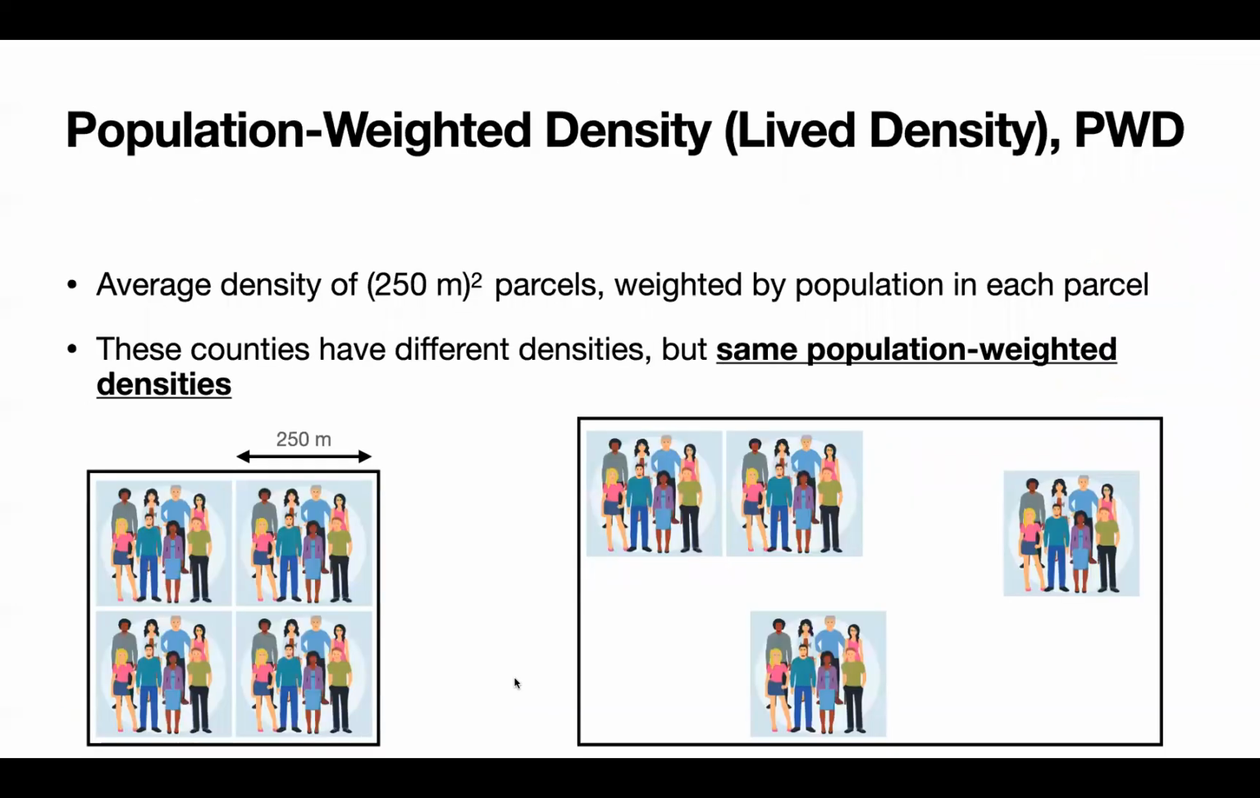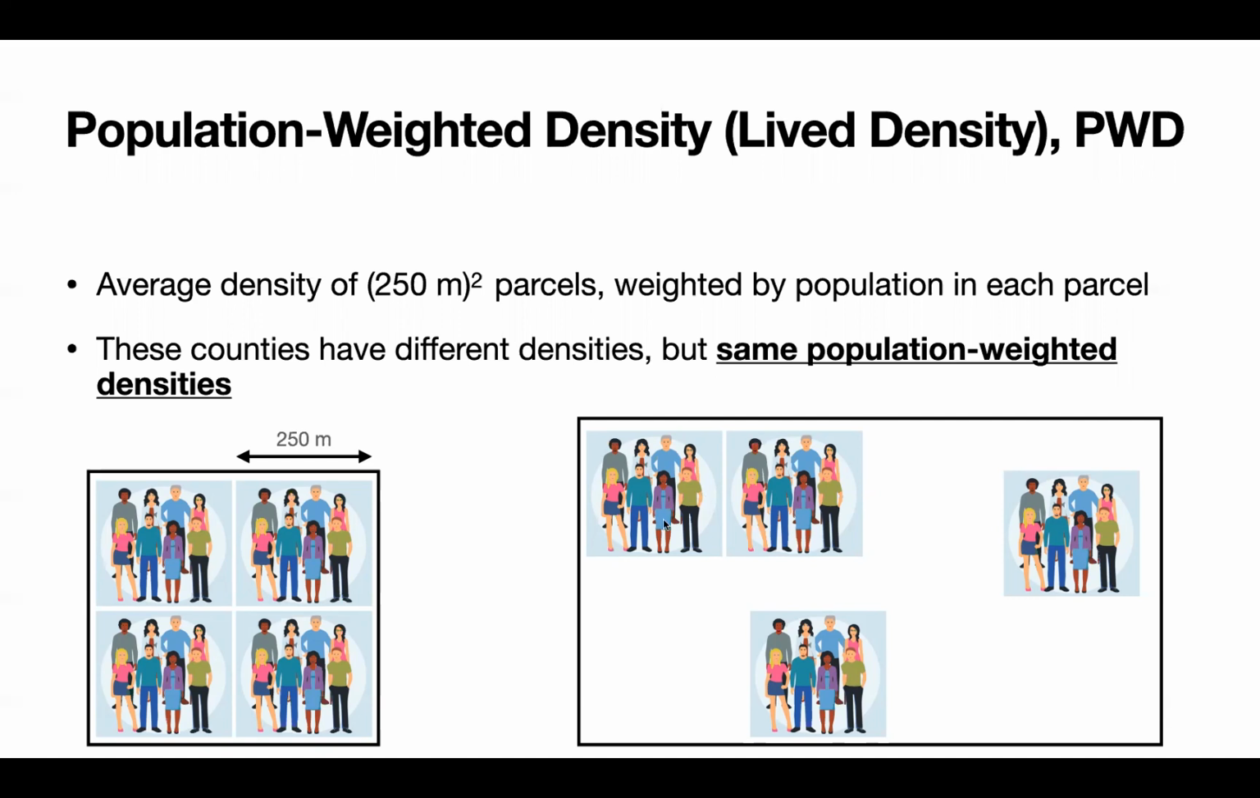So the workhorse I was telling you about is population weighted density, or lived density. Basically the definition is that you average the density of people in 250 square meter parcels, weighted by the population in each parcel. If you imagine these are two counties, they have the same number of people in them, but one is bigger than the other. Clearly the density of the people on the right is less than the density of people on the left. However, these people live in dense parcels, neighborhoods, cities, you can imagine, and there are all these empty places in between. So the population weighted density is the population density, but weighted by the number of people in the parcel. The parcels where nobody lives have zero weight.